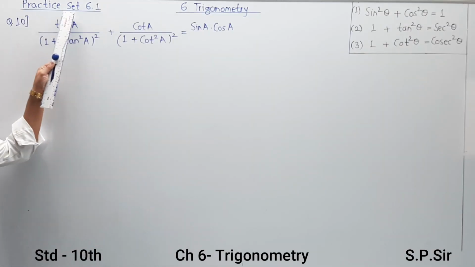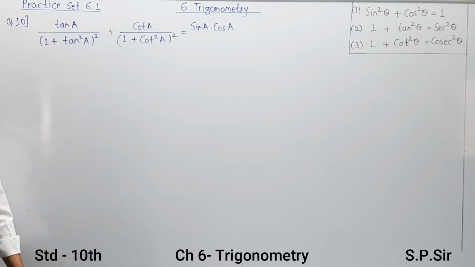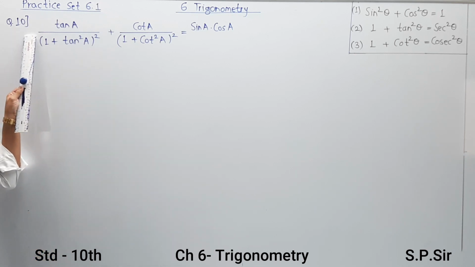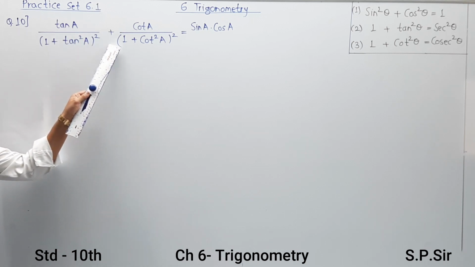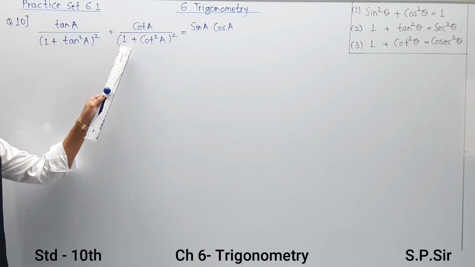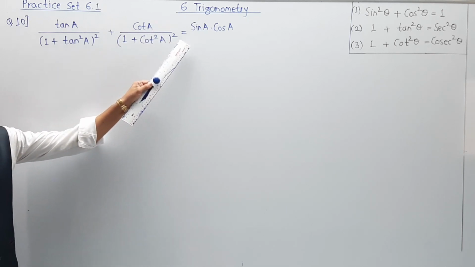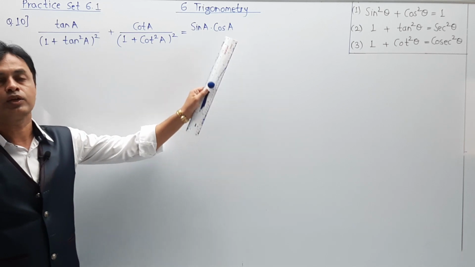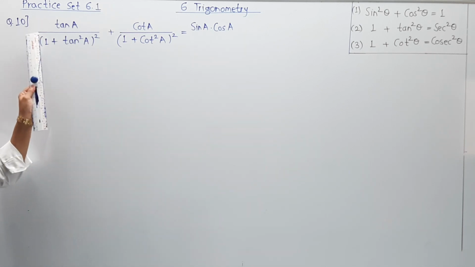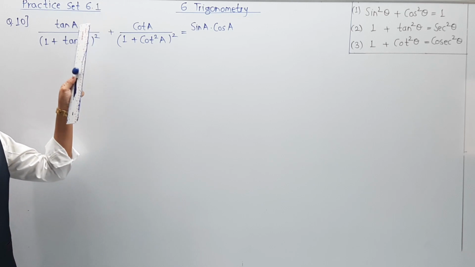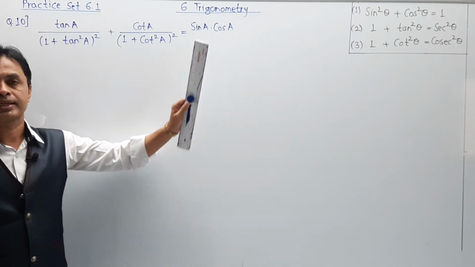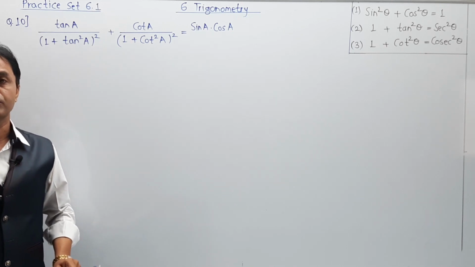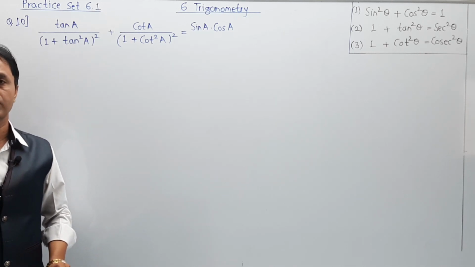Here is the numerical of exercise 6.1, question number 10: (tan A upon 1 plus tan square A) whole square plus (cot A upon 1 plus cot square A) whole square is equal to sin A into cos A. Naturally you can see the LHS is larger in size as well as in the form of numerator upon denominator, but the RHS is very simple and is also in numerator. Means step by step you have to reduce the larger content into smaller content and then reach the final answer.